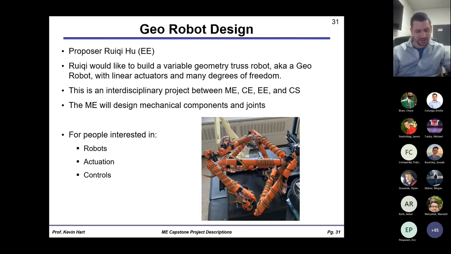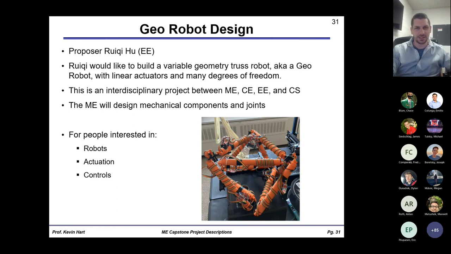All right, we got an interdisciplinary project between ME, CE, EE, and CS. This one's a bit wild. We're trying to bring all the departments together to make a Geo Robot. So Riki is in the electrical engineering department, and would like to build a variable geometry truss robot called the Geo Robot, also with linear actuators that adjust the truss that you see in the lower right into various orientations. So as the ME, you're going to be doing the mechanical components and joints, and then you'll work with the other people on the team to design the actuation and how this thing actually moves. So kind of cool stuff if you're into robots.